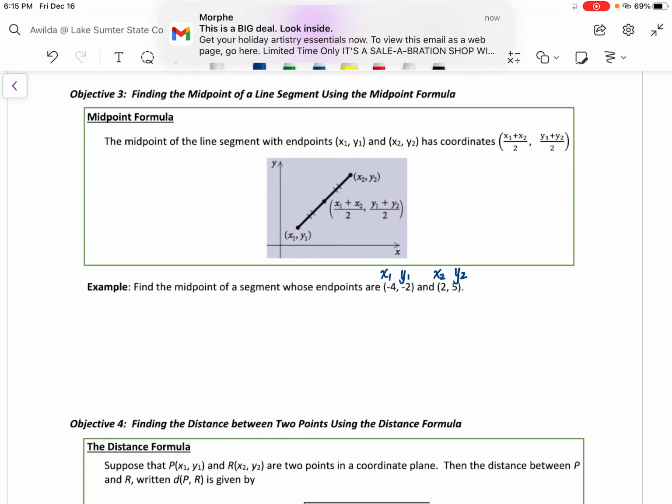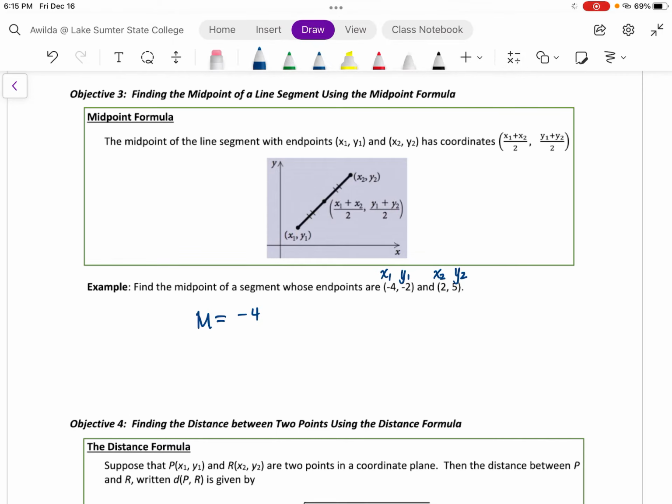To find the midpoint of this segment, we are going to go ahead and add the 2 x-coordinates together and divide by 2. So negative 4 plus 2, and divide that by 2. And we're going to do the same thing with the y-coordinates. Negative 2 plus 5, and then we're going to divide that by 2. The result is an ordered pair, so we're going to use the parentheses to enclose these two values. I use the capital letter M for midpoint. That is a common label.